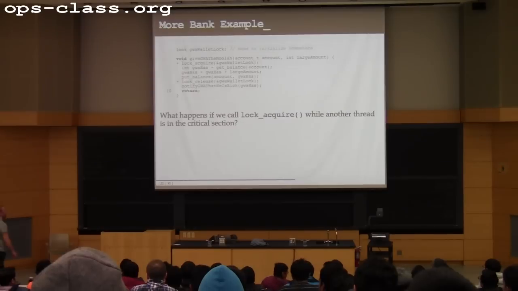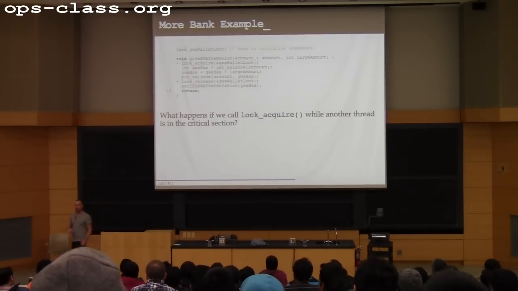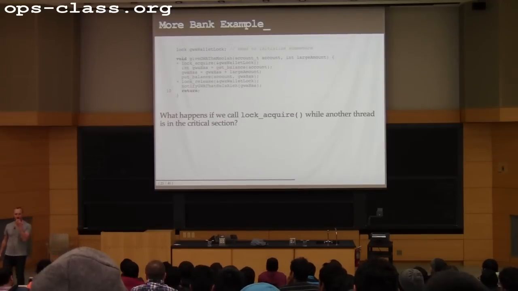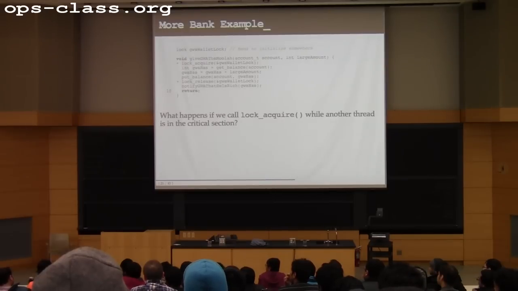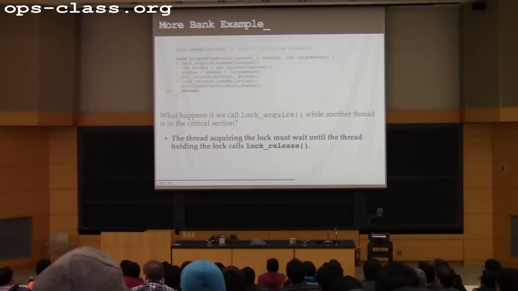Okay. So now that we've abstracted away the details of the lock, what happens if we call lock acquire when somebody else is inside the critical section, AKA somebody else has acquired and is holding the lock? What does it do? It has to wait until the other thread calls lock release, right?